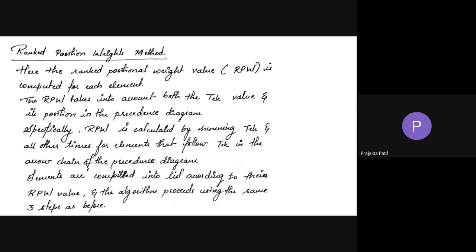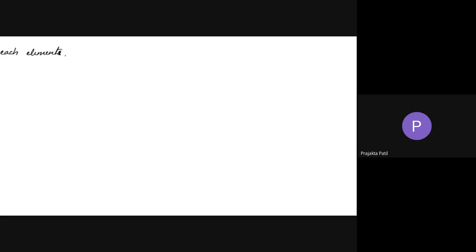So the elements are compiled into a list according to their RPW values, and the algorithm proceeds using the same three steps as before. As I said, half of the problem solving method is going to be the same as we have done for the other two methods. Let us see how this RPW must be calculated for each element.